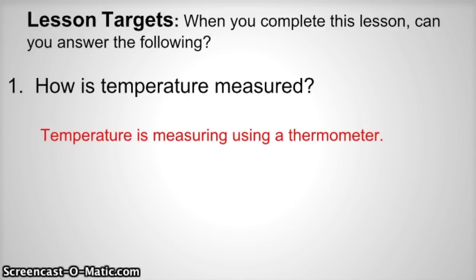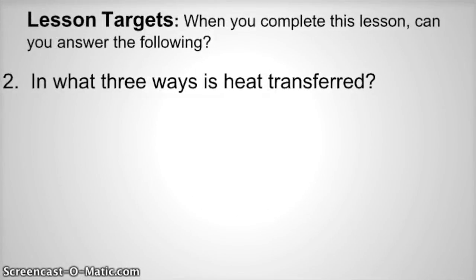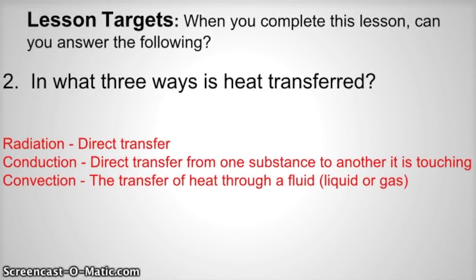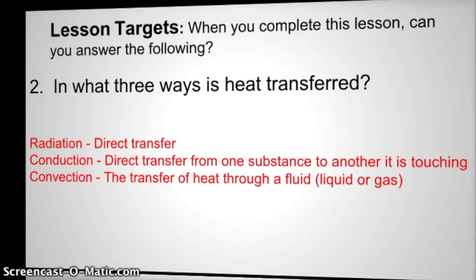and so it reads as a colder temperature. If you look at the second one, again, pause for a second and see if you can answer it. In what 3 ways is heat transferred? Heat is transferred through radiation, which is direct transfer, through conduction, which is direct transfer from one substance to another that it's touching, and then convection, the transfer of heat through a fluid, so a liquid or a gas. In our example with the pot, we had a liquid inside the pot, but in the troposphere, we're talking about the air in the atmosphere, so that would be our gases.